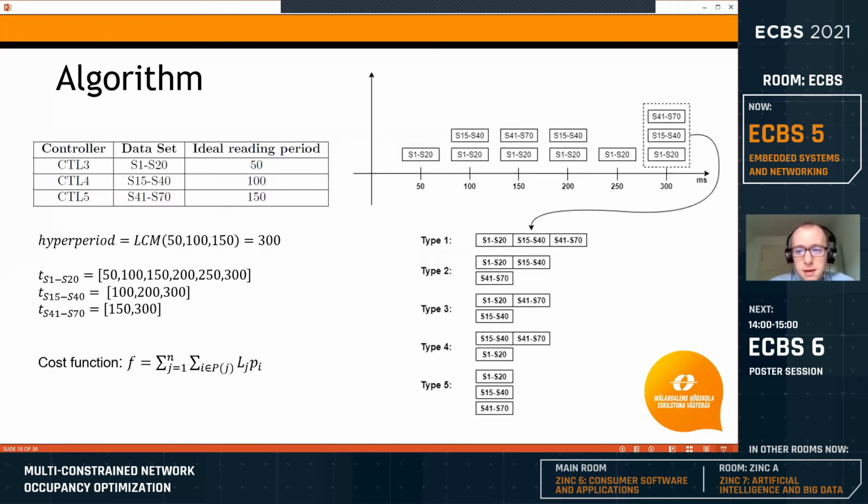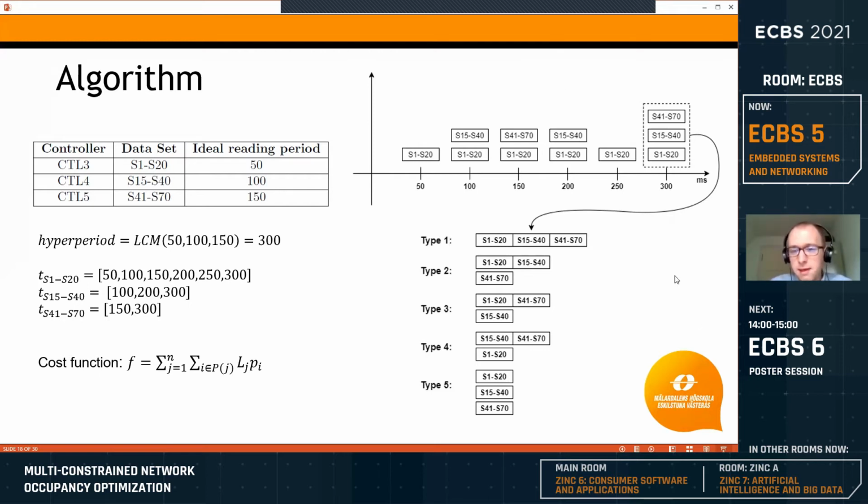So here is just one small example. If we have 3 data sets, which are intended for 3 different controllers, as shown in the table, with 3 different ideal reading periods, and they are packed in the same FCI. So we calculate the hyperperiod here, as you can see, and we determine the time moments in which all data sets will be packed. So we can create a timeline on this top right picture.